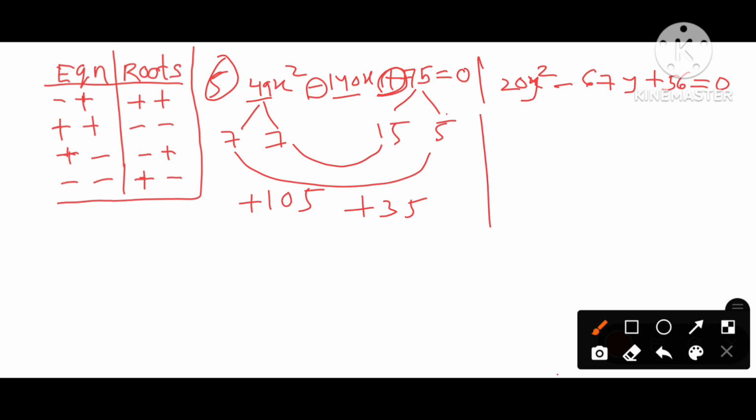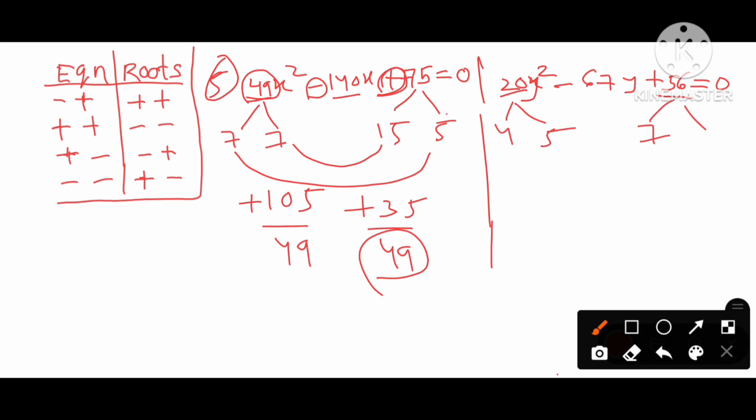What we need after taking the roots is to place the coefficient in the denominator. In the previous question I said that we need to multiply oppositely, but here we have 49. We don't know the multiplication of 49 very easily, so we are not going with the multiplication oppositely. Here we have 20 and this is 56. Let's divide this as 4 times 5, and this is 7 times 8.